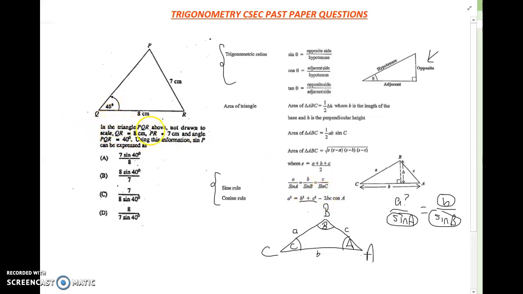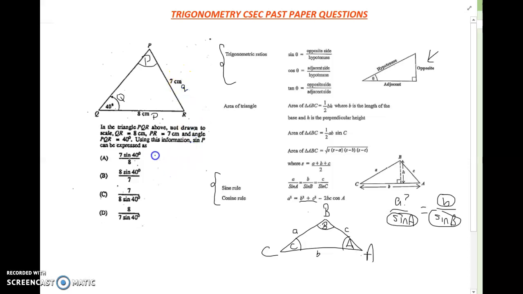PQR, triangle PQR above, not drawn to scale. QR is 8 cm, PR is 7 cm, and angle PQR is 40 degrees, so that's inside here, right? Using this information, sine P can be expressed as, so let's label, sorry. So angle P is up here, big P. So opposite to it is little p, side P. This here, the 40 degrees, is angle big Q, and this would be little q, right?